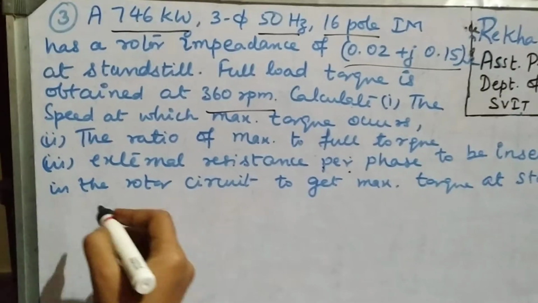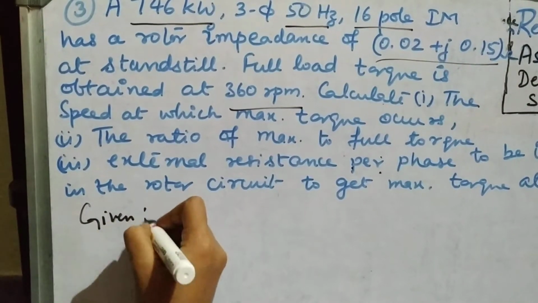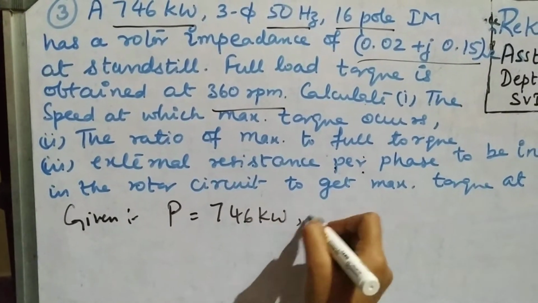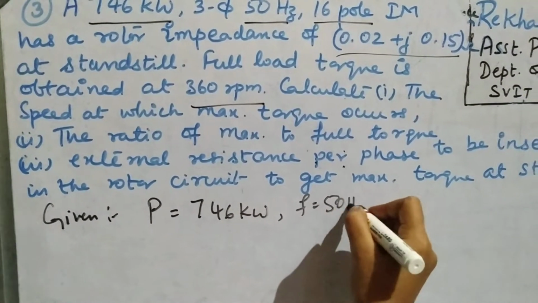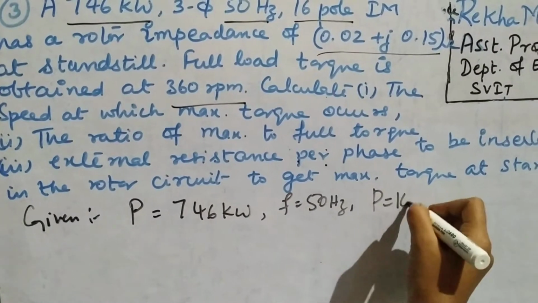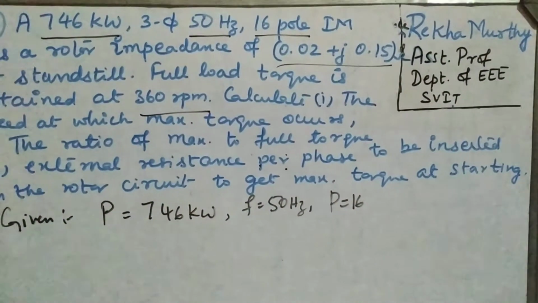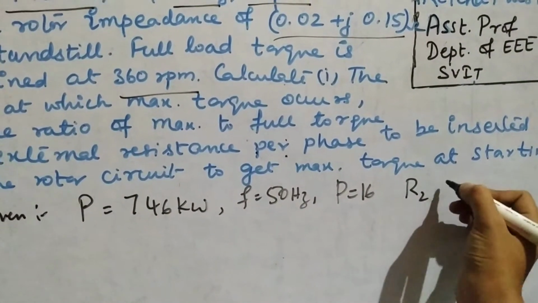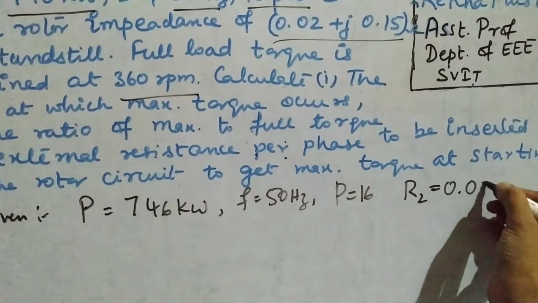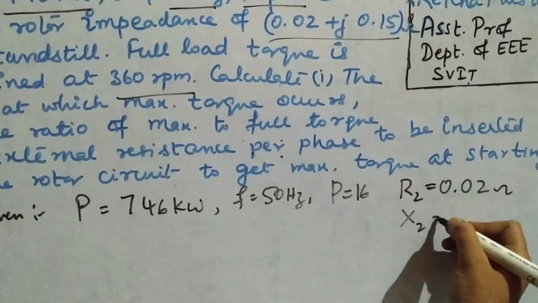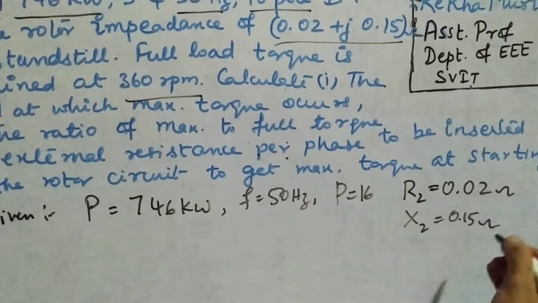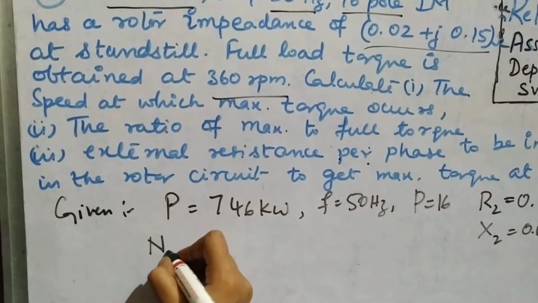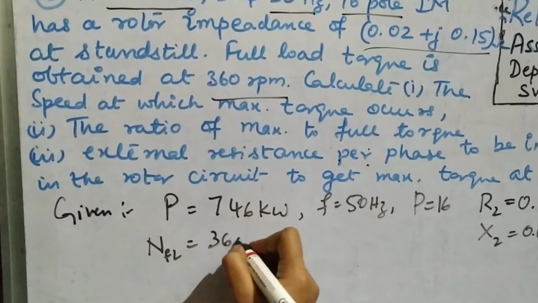So here let us write down the given data. The power given is 746 kilowatt, and the frequency is 50 Hz with 16 poles. They have also given the impedance value, which consists of R2 plus jX2. R2 is 0.02 ohm and X2 is 0.15 ohm at standstill condition. The full load torque is obtained at the full load speed NFL of 360 rpm.